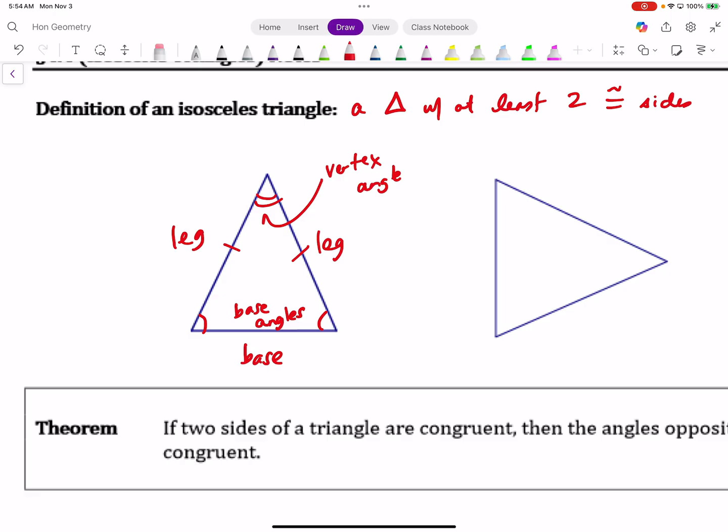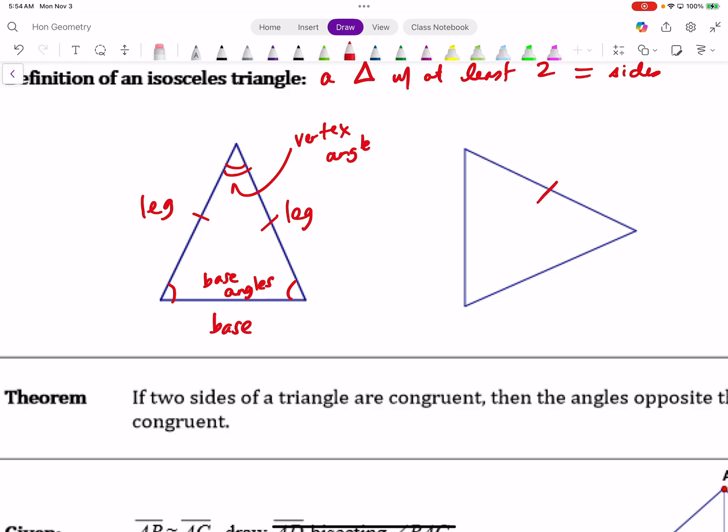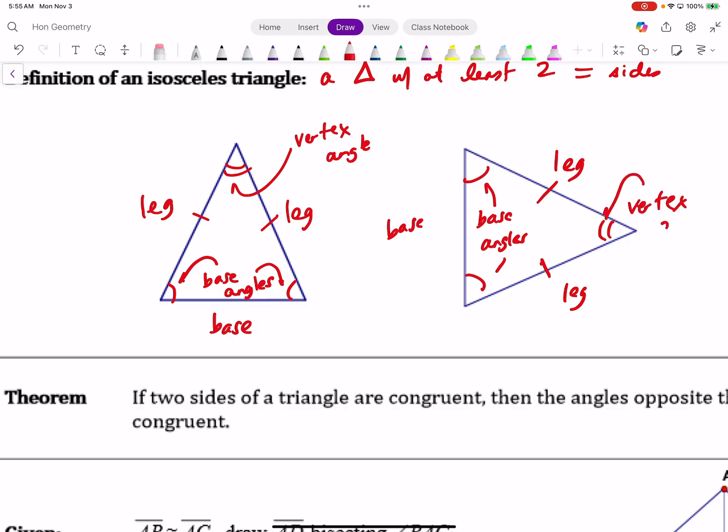So I'm just going to make sure: what if I turned it and said that these were the two legs? So let's say these are the legs. Then this side is your base. These are your base angles. Actually, I should put arrows right there. And this would be your vertex angle. I know that you don't do this, but a lot of kids when they're young assume that it has to sit on the base, and that is absolutely not the case.